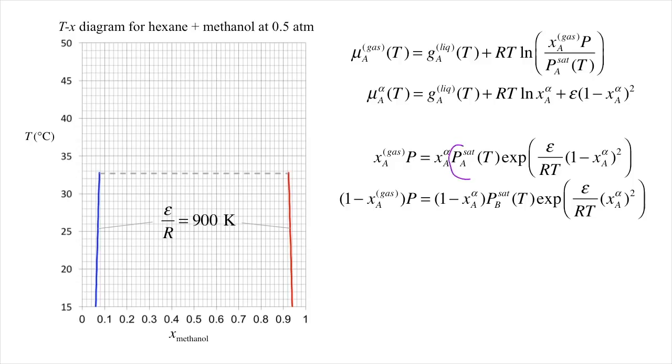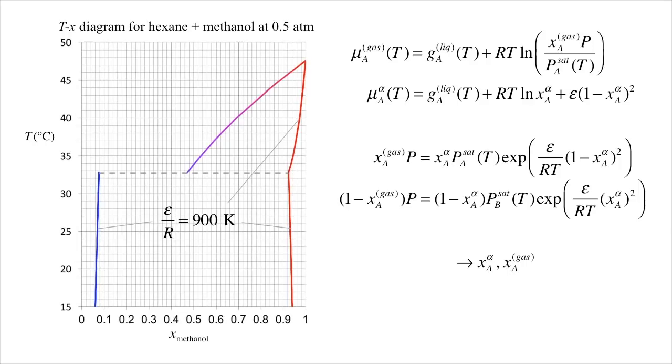We can calculate the saturation pressure for pure A and B using Antoine's equation. Meanwhile, we already have epsilon over R from the fit of the liquid-liquid equilibrium data. Thus, we have two equations in two unknowns and can solve for combinations of XA gas and XA alpha which satisfy these constraints at a given temperature. I will post the spreadsheet showing this calculation on the course website, but the result is the two-phase liquid-vapor region shown here on the right side of the TX diagram.